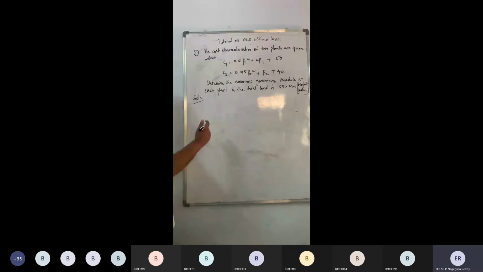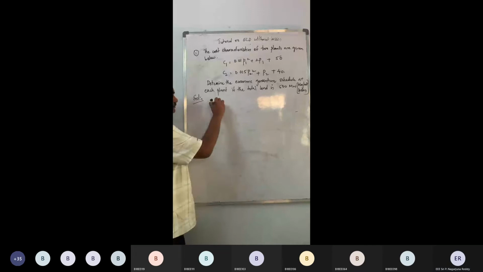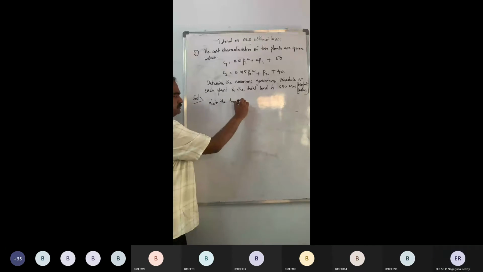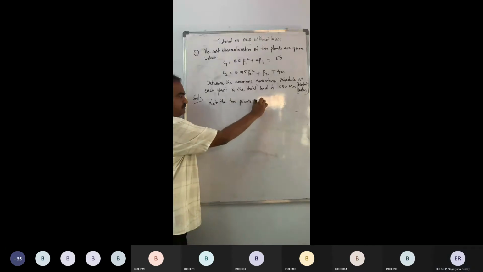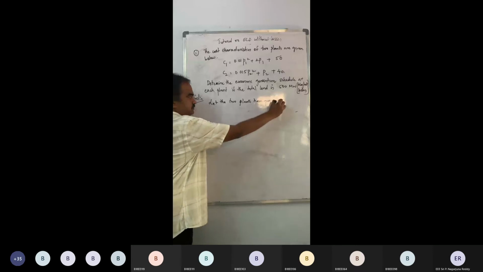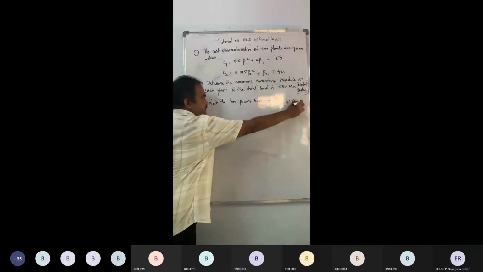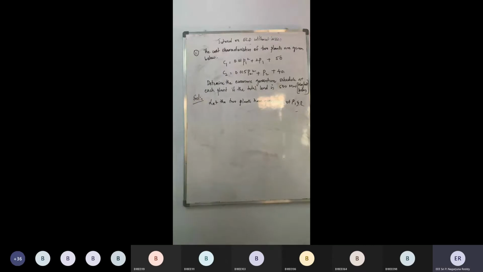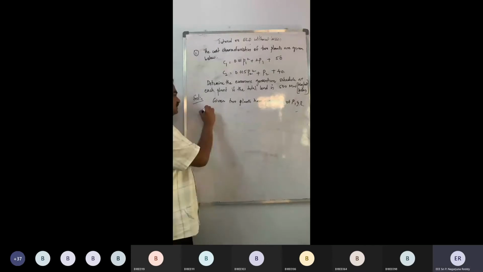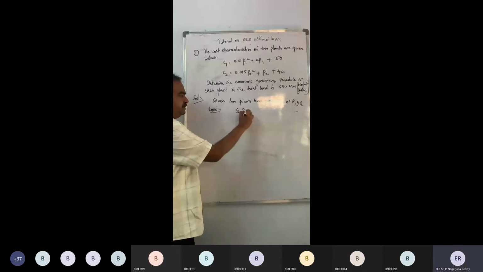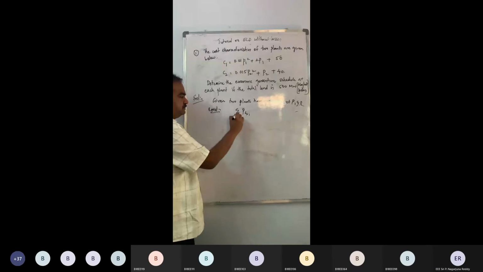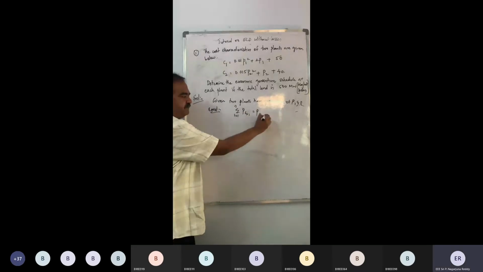Now, in the last class, we have tried to solve two problems. Now, let the two plants have generations of P1 and P2. Okay, the generations are already given, right? So, what are your constraints? Your total generation must be equal to your demand, and your demand is given as 500.